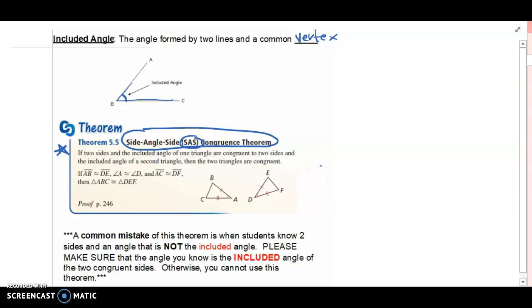So if you remember with the proofs before, we had to show that every single part of the 2 triangles were congruent. So all 3 sides were congruent, and we had to show that all 3 angles were. Now we only have to show 3 pieces. We have to show we have 2 sides, so this side and this side, and then this side and this side, and then the included angle. Okay, one common mistake is when students don't know the included angle, they just know, say, this angle and this angle. That would not work because this isn't the included angle of the 2 known congruent sides. So it has to be the included angle.